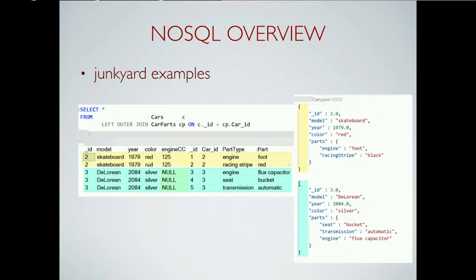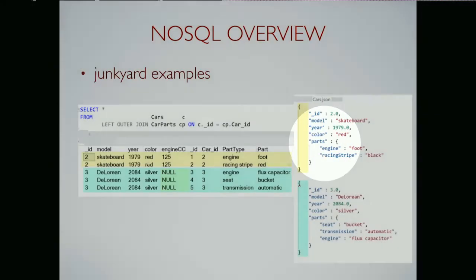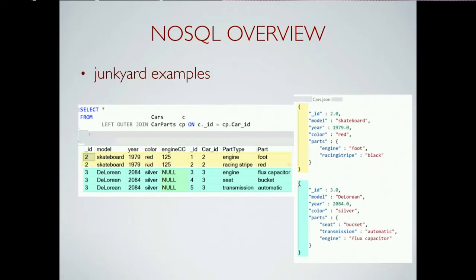In the document DB world, Mongo in particular, or Cosmos, we have, on the right-hand side, these documents. And a document is self-contained. So if you look at the top one, and mind you, these are two separate documents, think of these as rows in a table. The top one has ID, model, year, and color, some basic attributes about a car. And the parts are stored as an embedded object within that document, right?